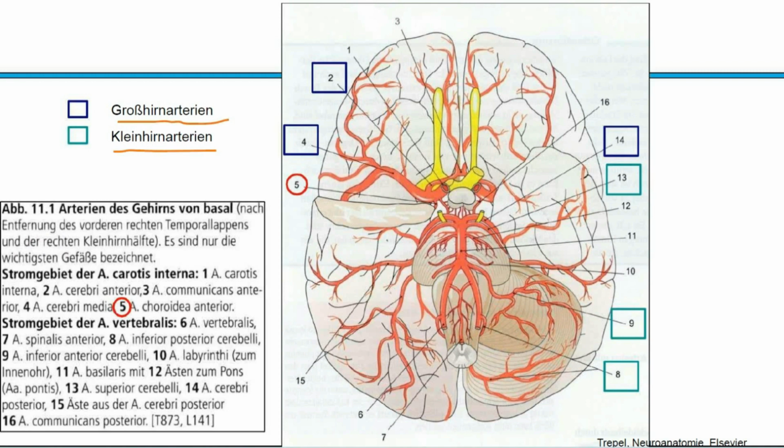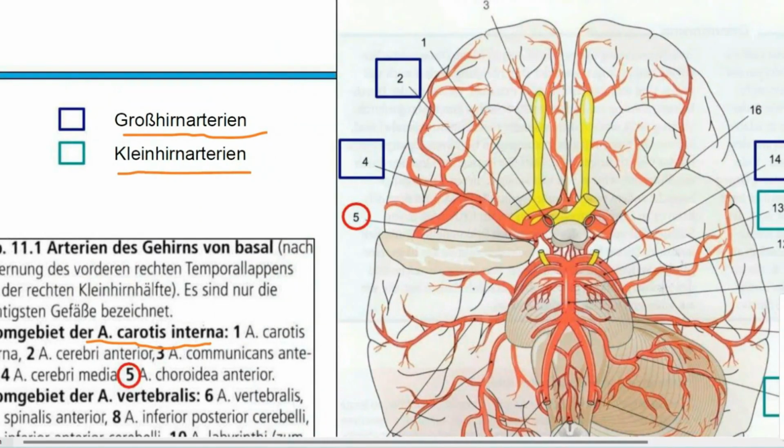Let's start again with the drainage area of the internal carotid artery. Number 1 here is the internal carotid artery. Then there is the first branch, that's what number 2 means. The first branches come here, and these are a little bigger. The first is the anterior cerebral artery.